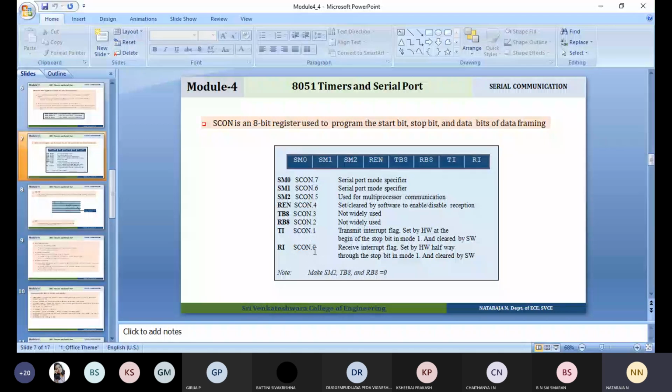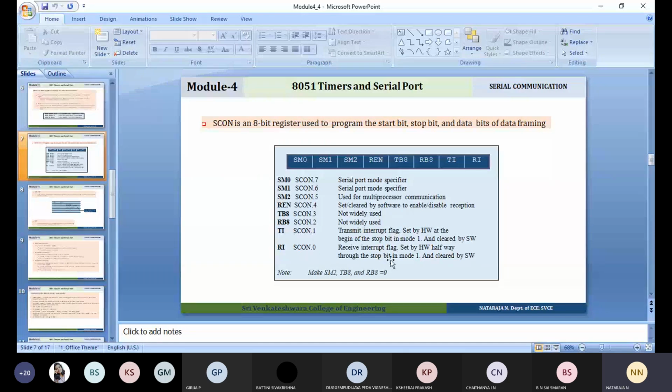Here the different bits are SCON.0, SCON.1, 2, 3, and so on up to 7. We have totally 8 bits. Initially the first one will be your RI, that is the receive interrupt flag. It will be set halfway through the stop bit in mode 1.